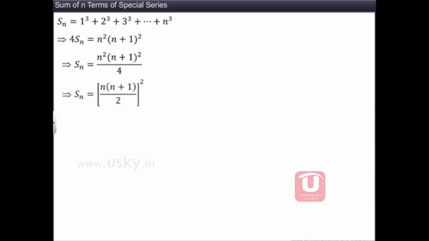Hence, the sum of the cubes of the first n natural numbers is equal to n into n plus 1 divided by 2 whole square. The sum of the cubes of the first n natural numbers is denoted by summation of k cube, where k is running from 1 to n. With the help of this formula, let's find the sum of the cubes of the first 7 natural numbers.